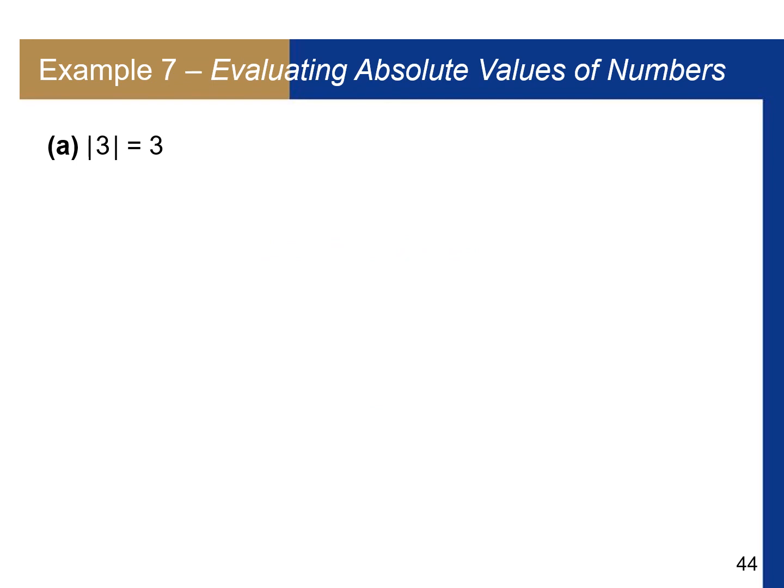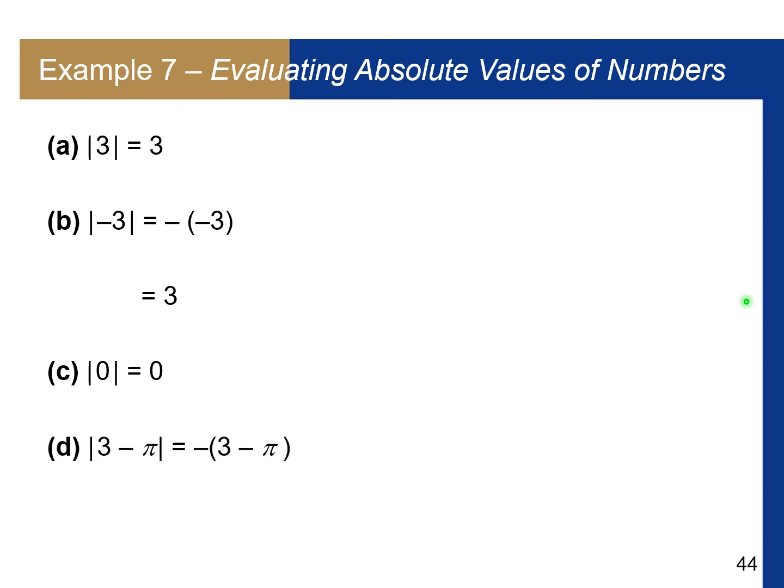Okay, so we have the absolute value of 3 is 3. Absolute value of -3 would be the opposite of -3, which also is 3. Absolute value of 0 is no distance. And the absolute value of 3 minus pi, because pi is a number that is bigger than 3, would be the opposite of 3 minus pi. And we would just reverse them because you would distribute your negative, and it would be pi minus 3.